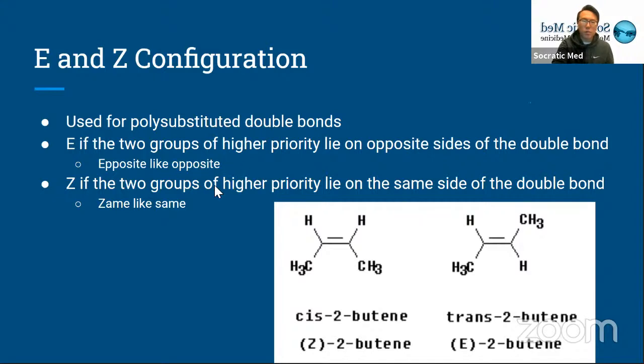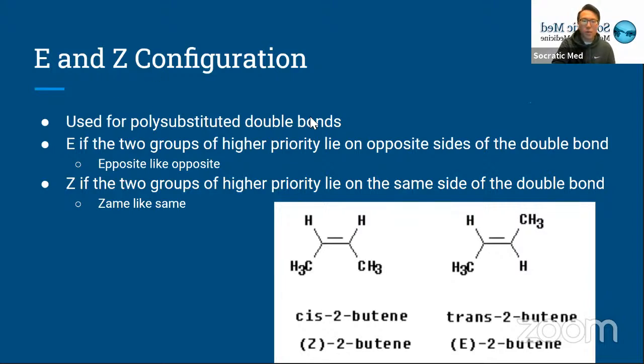If the two groups of higher priority are on the same side of the double bond, then you identify that as Z, Z as in same, which sounds like same. That's how I usually remember it. It's kind of dumb, but it helps me remember it. So I think of E as opposite and then Z as same.